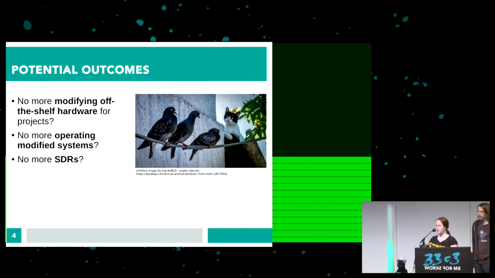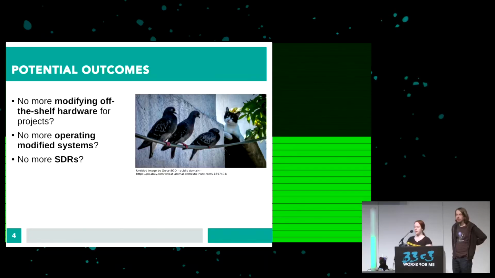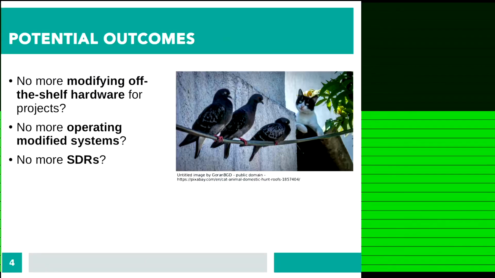So here is what we fear is going to happen. First of all, we can no longer modify off-the-shelf hardware for our projects, and we have stuff like emergency communication networks, and it would be really important to modify hardware for this. Second, it might be illegal to operate modified systems, and modification might already be that you put another antenna on it. And the last, very important point is that software-defined radios might become impossible because they are software-defined. Software needs to be certified for hardware, and you can no longer program your own research software.